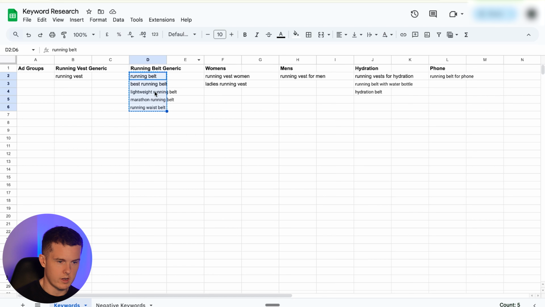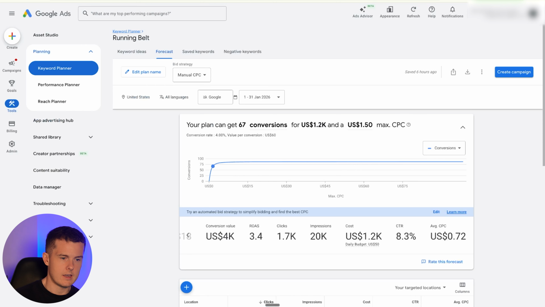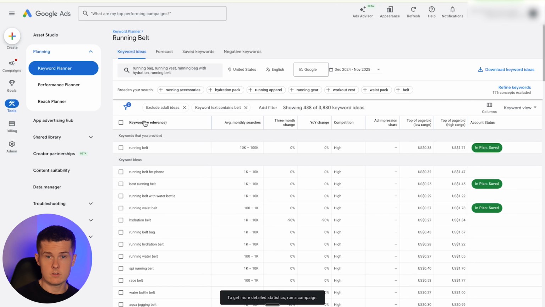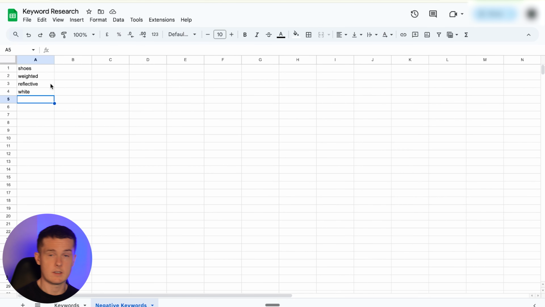Just as I said, these running bell terms, we could have a look at different terms across women's vests. We could have a look at men's specific, phone specific, hydration specific as well. But the key thing here is that what we're looking for in our keyword planner is keyword ideas, so positive keywords, but we're also looking to exclude some keywords if they're not relevant to what we're doing, because we know before we set up a campaign, the more negative keywords we can add, the less wasted clicks there'll be. So the less budget we'll waste on people who basically are searching for things that we don't sell. And ultimately those people won't convert.